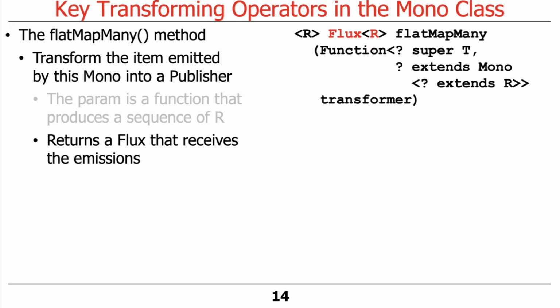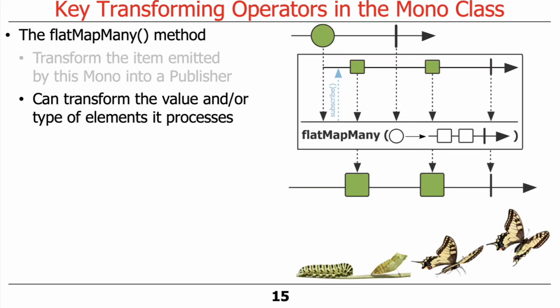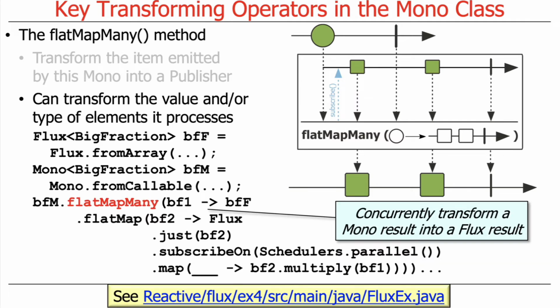Now, this is a little bit mysterious at first, and before we get to the use case, we'll just, again, underscore the fact that this is going to be able to transform the value or the type of the element, just like map and flatMap. That's not different. And here's a simple example. We'll look at this example in more detail later because it really is something that's hard to show on one slide. But basically what we're going to do here is get ourselves a flux from an array. So we're going to have an array converted into a flux of big fractions.